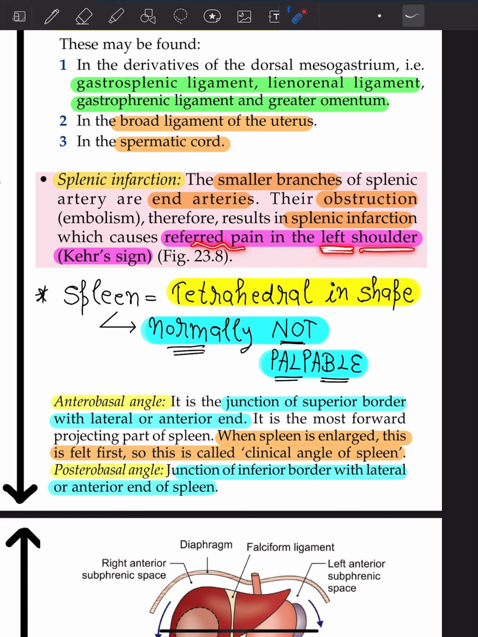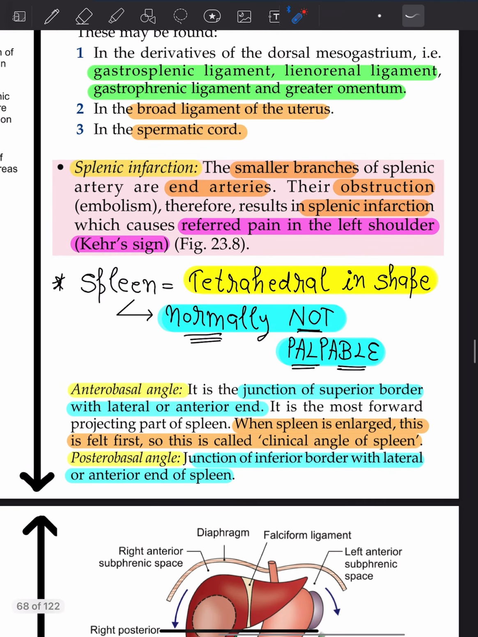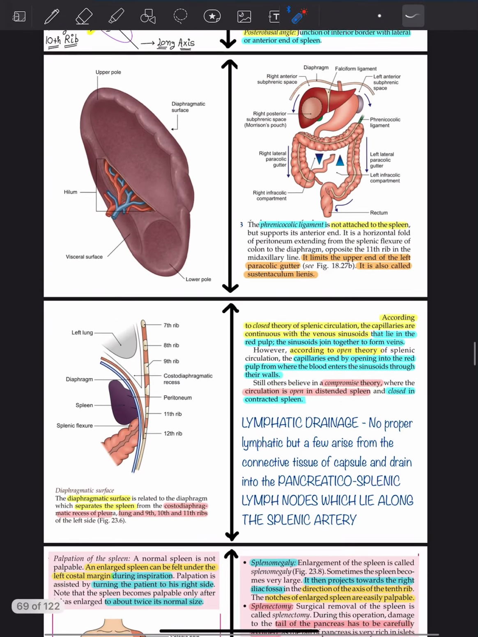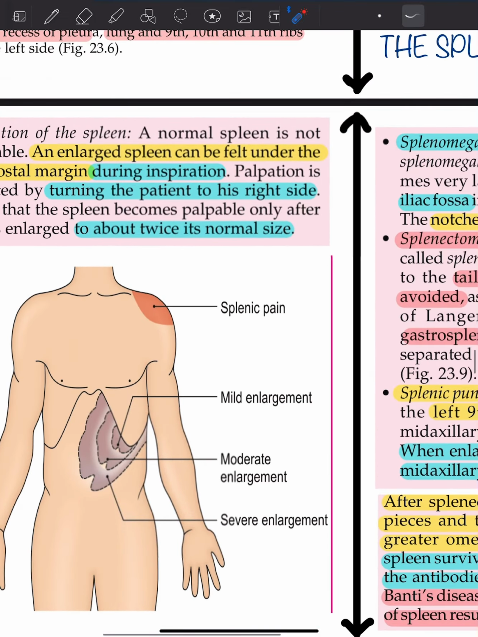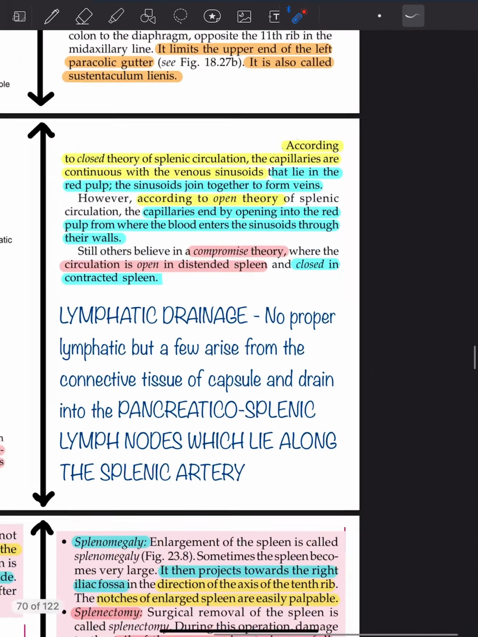Remember, there will be a referred pain in the left shoulder, and this is known as the Kehr sign. Why will there be referred pain in the left shoulder? Because of the common nerve supply of the spleen and the left shoulder. In this diagram also you can see if there is a splenic infarction here, the pain will be referred to the left shoulder, the splenic pain. Same goes with the splenomegaly.